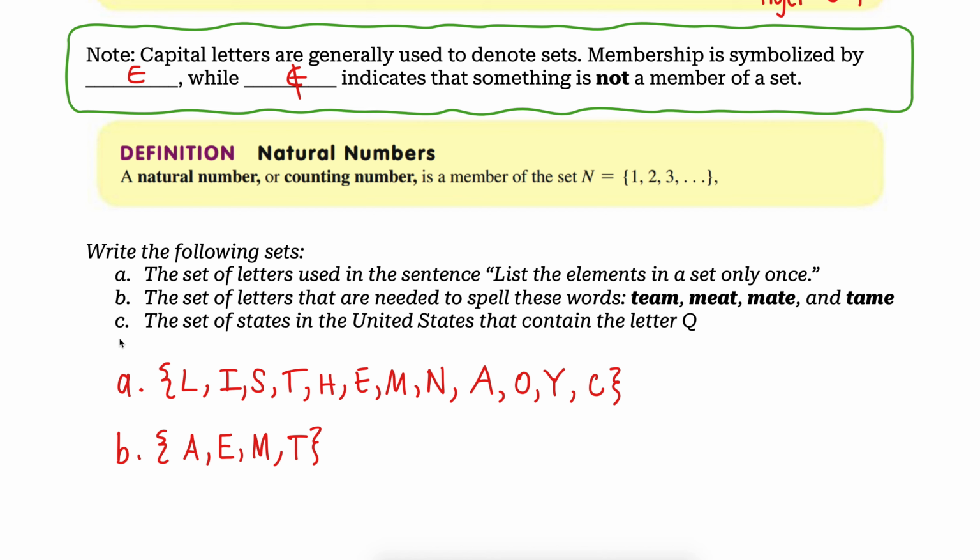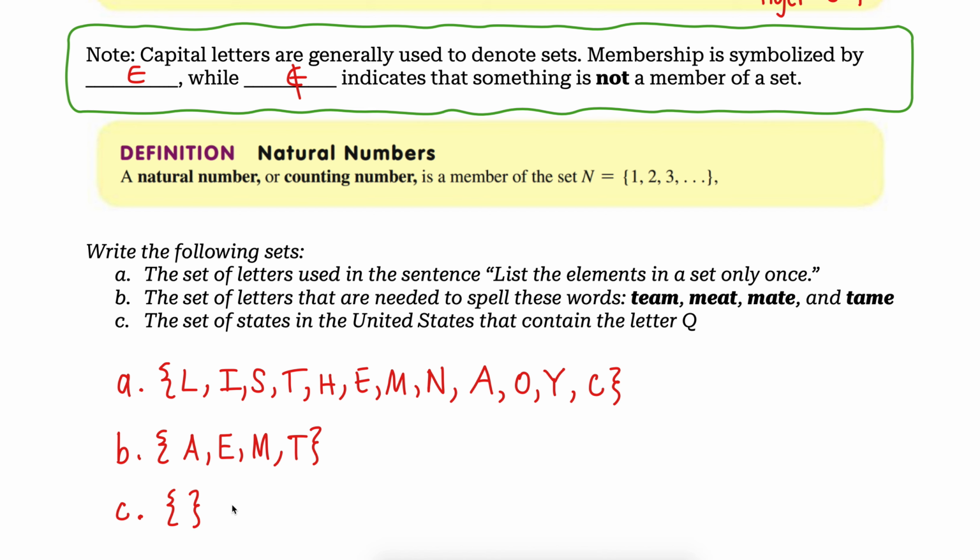And then one third thing about sets we're going to see here in Part C, the set of states in the U.S. that contain the letter Q. Well, you can think about it for a minute. You can consult a map, but there are no states in the United States with the letter Q in their name. So what we do is we write an empty set, literally a set with nothing in it.